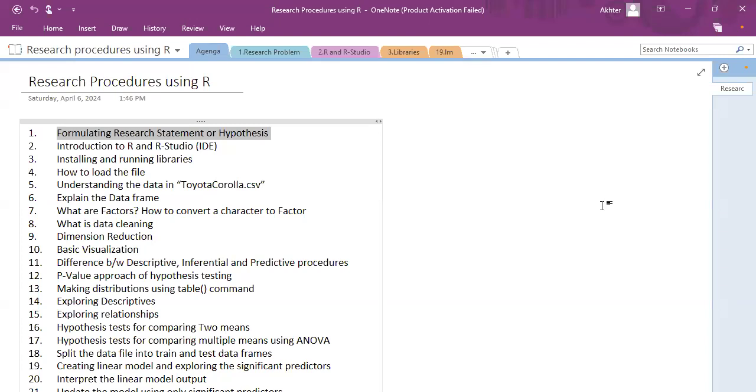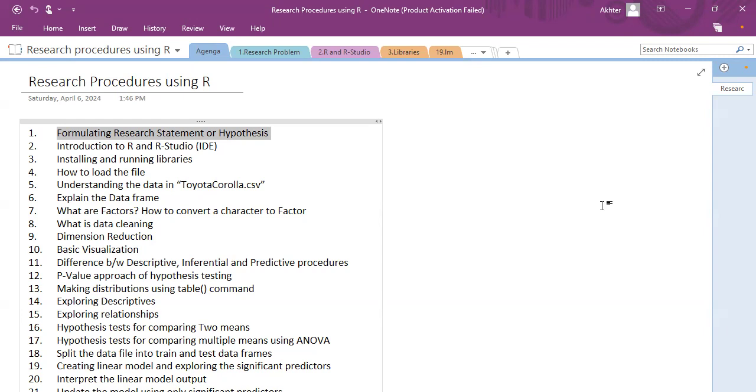In this workshop, we already have the data set. So I will just introduce a few of the problems or a few of the hypotheses related to the data set we have in the ToyotaCorolla.csv. I don't want to keep the workshop too theoretical because all of you are expecting that it should be a practical workshop in which you can do the real thing by yourself with the help of code.